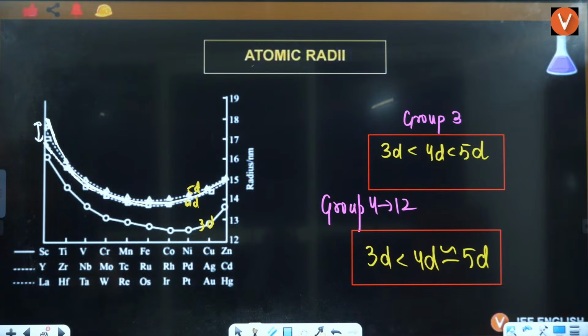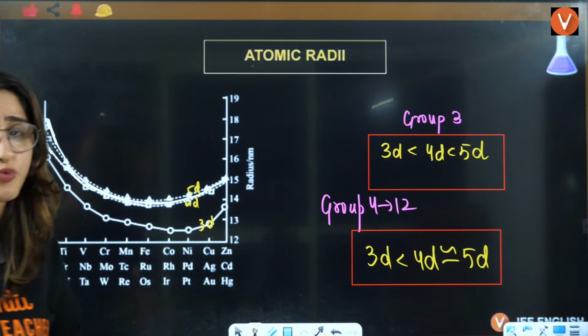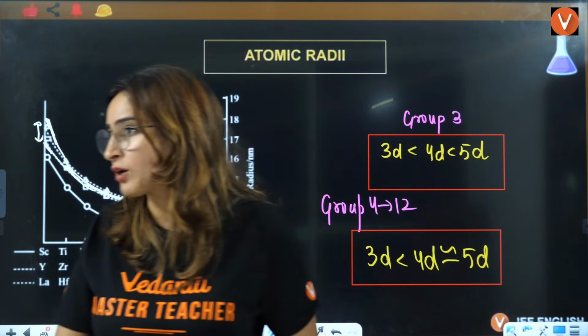For maths, it's already done, and for physics, sir is going to do that. For maths, it's already done.